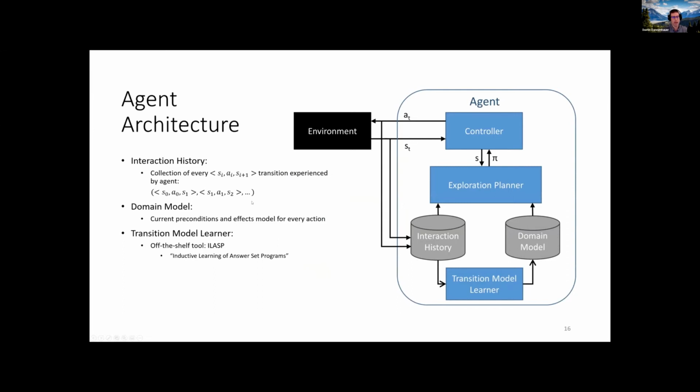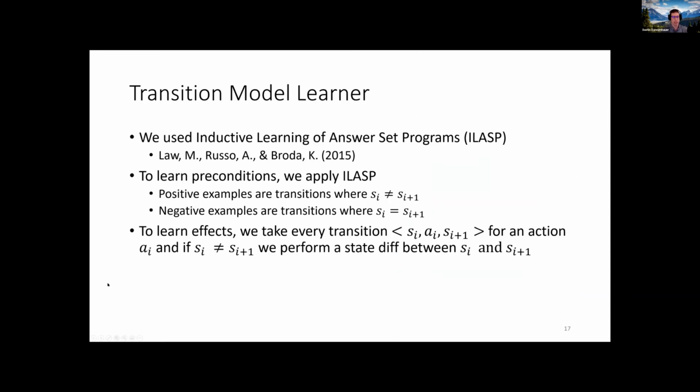So the interaction history is a collection of every transition experienced by the agent so far. These are state, action, state pairs, and this is every time the agent tries an action. So even if actions fail, they'll still be collected here. The domain model has the preconditions and effects for every action. And then we're using ILASP to do the transition model learner. So more detail on that.